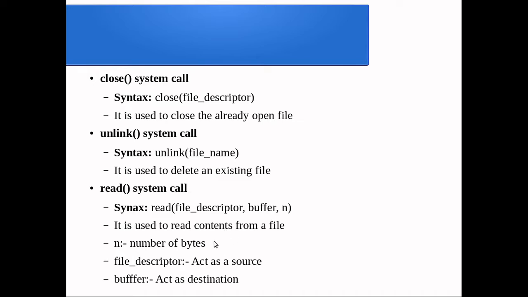I repeat, the read system call will read n number of bytes from the file indicated by the file descriptor, and those many bytes will be stored into the buffer. So that is the read system call, and the buffer here is acting as the destination. File descriptor is your source, the file from which you are reading. Then n is how many bytes you want to read from the file.